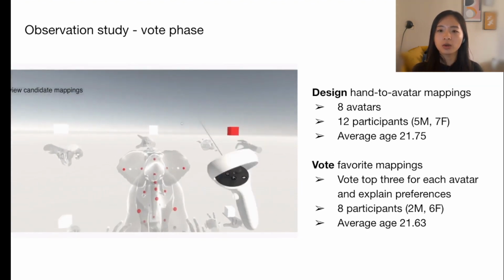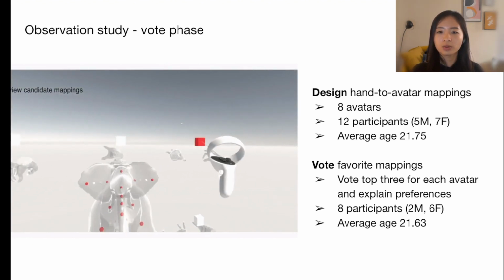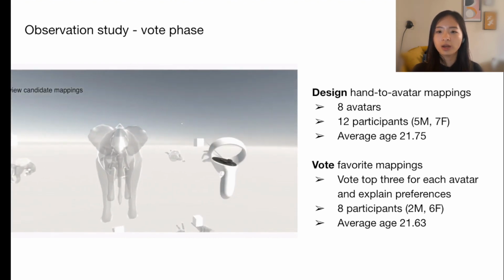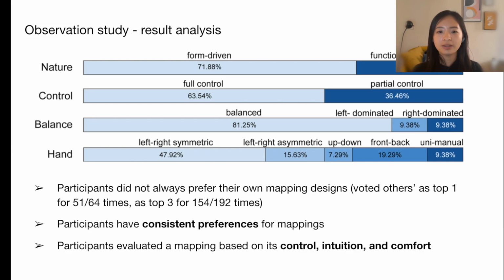In the vote phase, we re-invited 8 out of 12 participants to view 6 of the 12 mapping designs, which include their own designs, then vote out the top 3 ones. Based on the mapping designs and the interviews, we summarized the taxonomy of user-designed mappings. The breakdown shows that users tend to design form-driven, balanced, and left-right symmetric mappings that give them full control over the avatars.